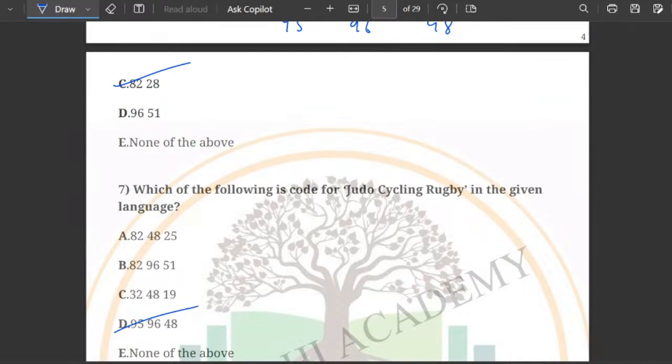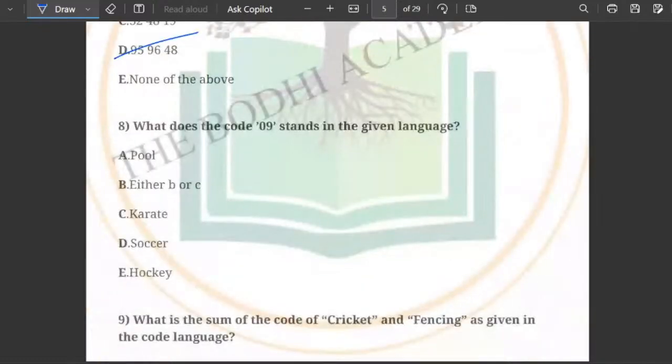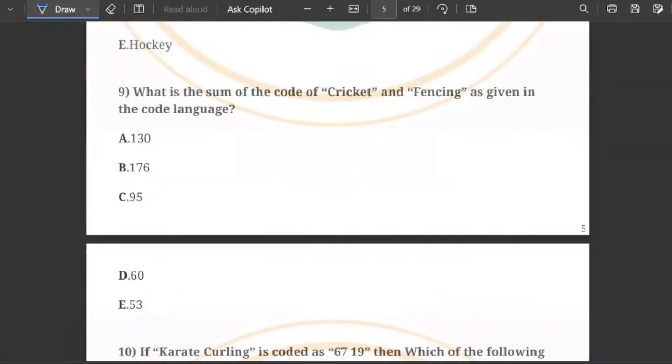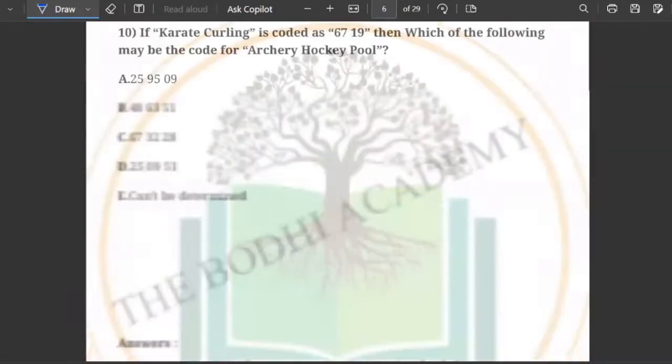Now, take the screenshot of question number 8. Okay. Now, take the screenshot of question number 9. Take the screenshot of question number 10.